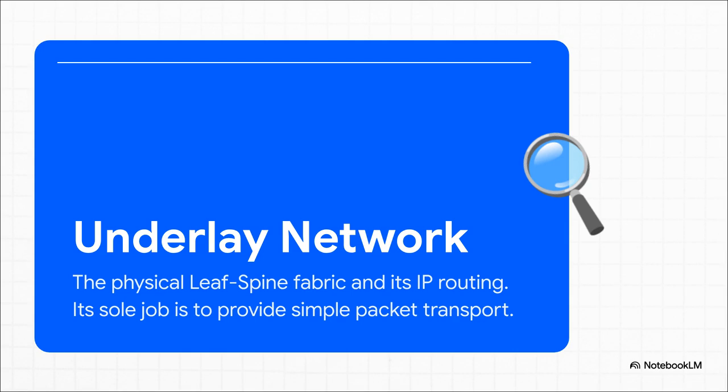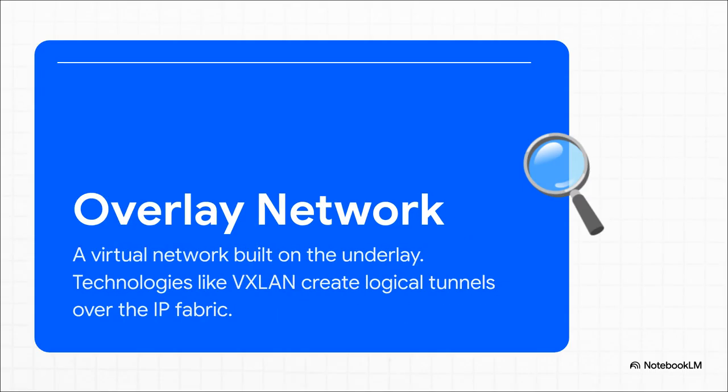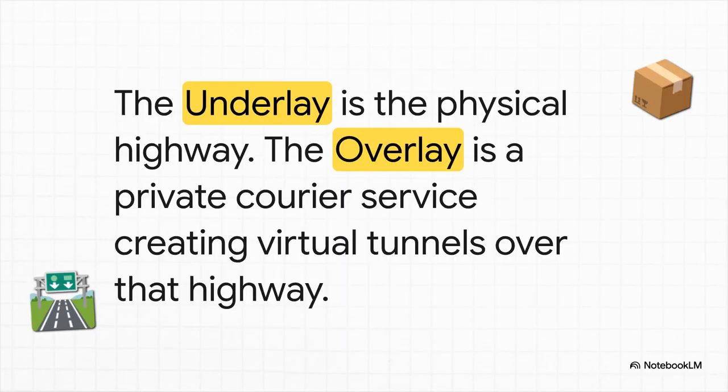Think of it as the public highway system. The overlay, then, is a whole bunch of virtual networks that we build on top of that physical highway. This is where we create all the logical connections and policies that our applications actually need, and it's completely independent of the physical roads underneath. And this is really the best way to think about it. The highway system, our underlay, doesn't know or care what's inside the delivery trucks.